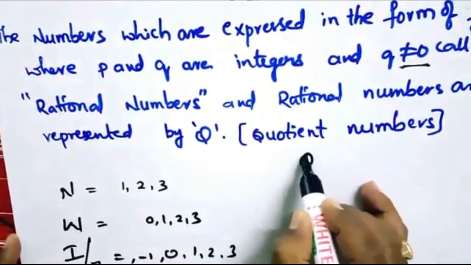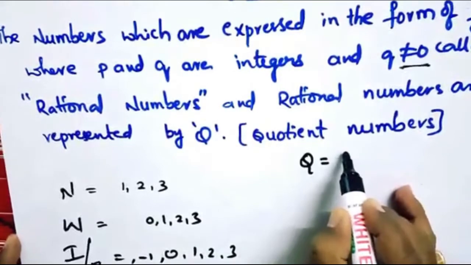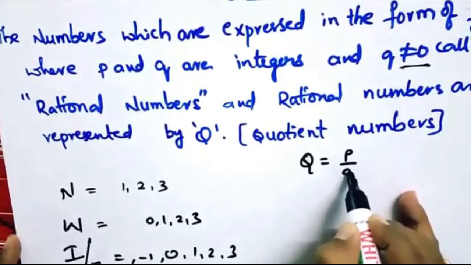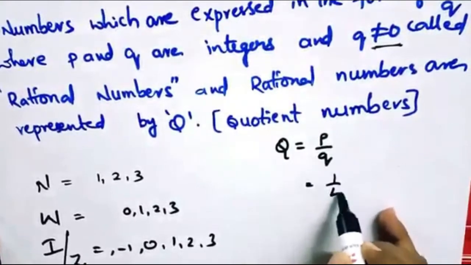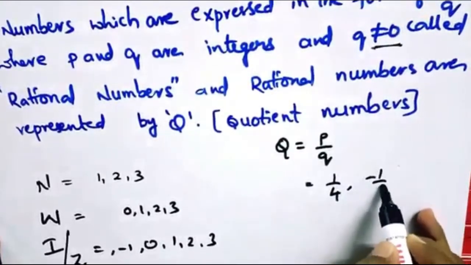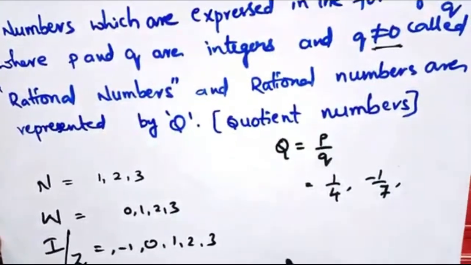So now here we are taking Q in the form of a set. The numbers in the set are in the form of p by q. For example, I'm taking 1 by 5, minus 1 by 7. These all are called rational numbers.